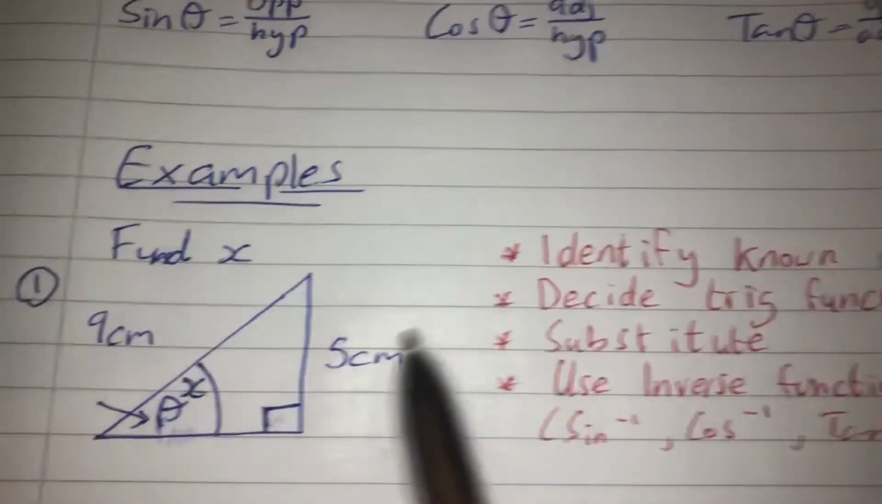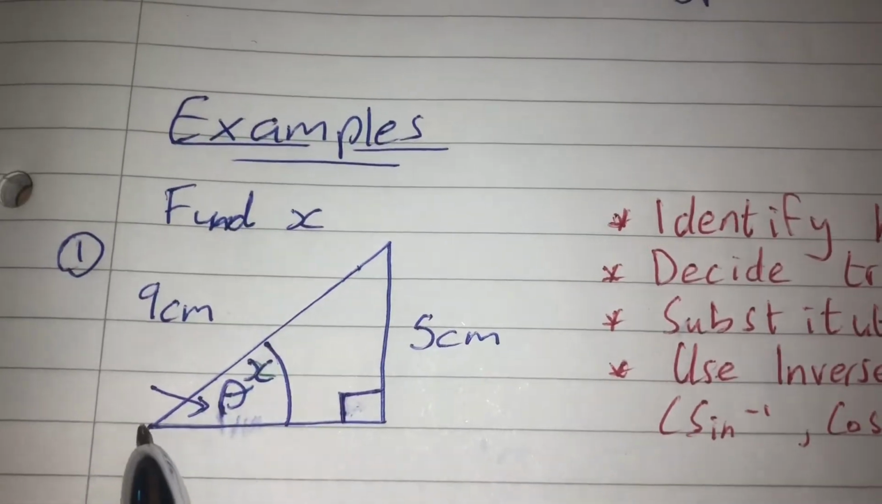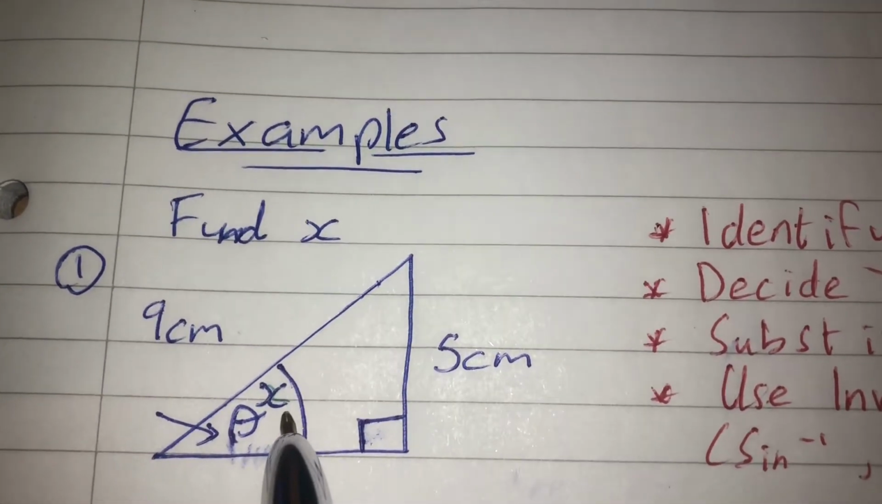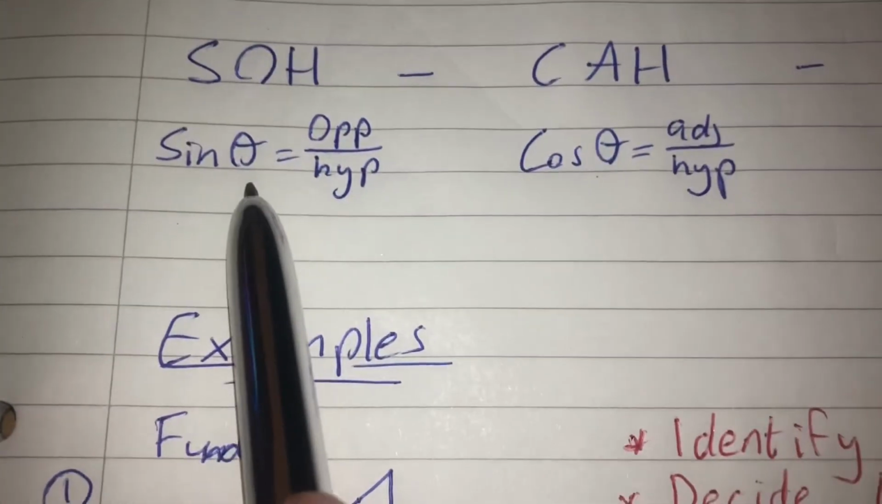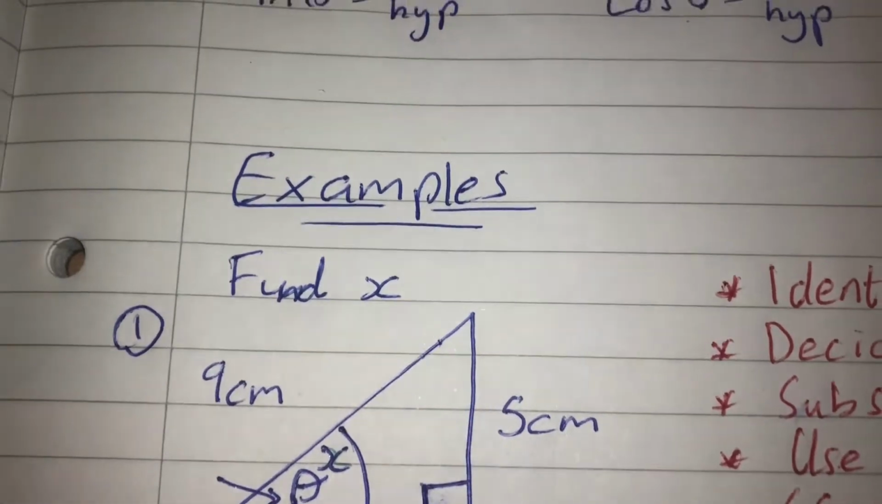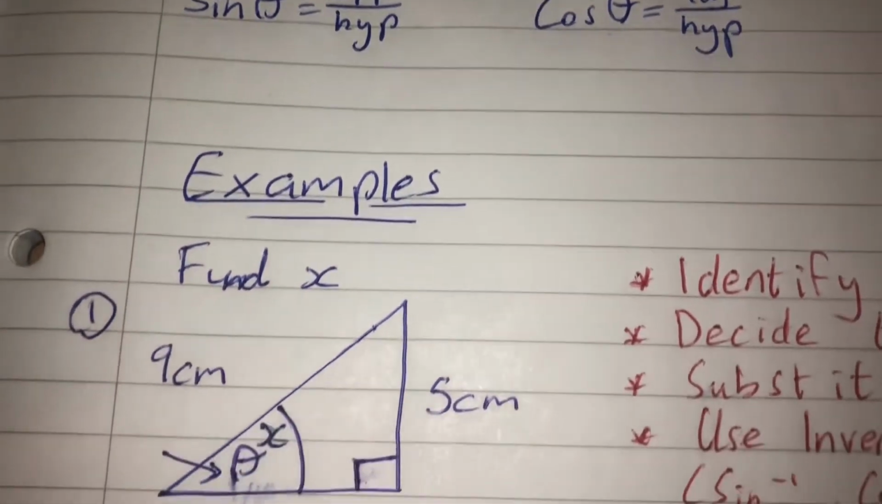The first step, if we look at this question, is to identify the known sides. In this question we have a right angle triangle. We're asked to find x. X is the missing angle. I've written theta in here as well because theta is the angle within the formula. That won't always be written in, but in this formula we're using sine theta or cos theta or tan theta, theta being the angle.